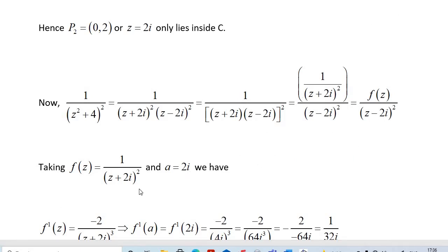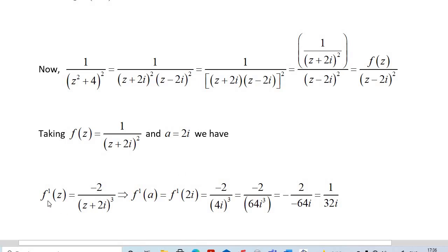Here a is 2i. Find out f'(z). Here we have a square, so 2 can be written as n + 1, so n is 1. That means f'(z) we need. From this f'(z), we can find f'(2i). So for f'(z), use the formula: derivative of 1/xⁿ is −n/xⁿ⁺¹. Here 2 is there, so it is −2/(z + 2i)³.